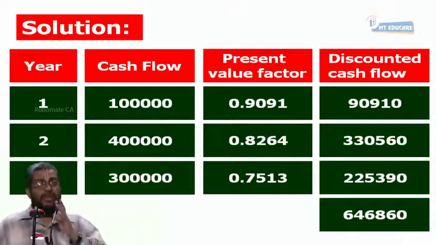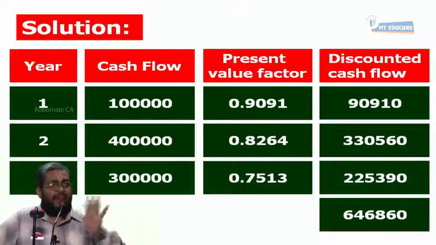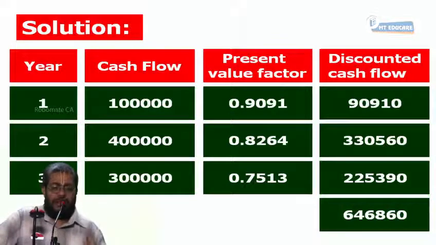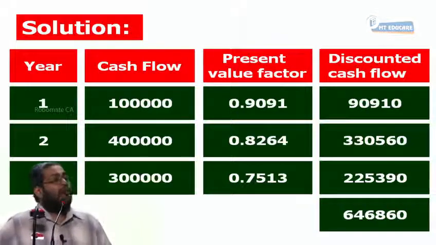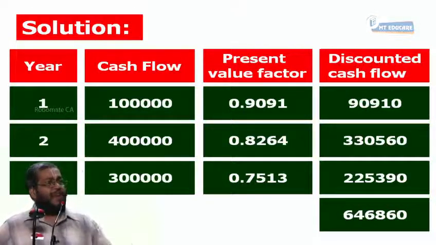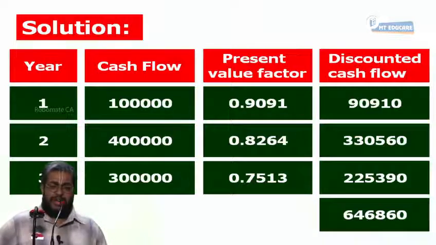Single cash flow: discounted cash flow is equal to cash flow into present value factor. Annuity cash flow normal: discounted cash flow is equal to cash flow into annuity factor normal. Annuity cash flow immediate: cash flow into annuity factor immediate. How to find the annuity factor immediate for n annuities? Find the annuity factor for n minus 1 annuities and add 1 to it.